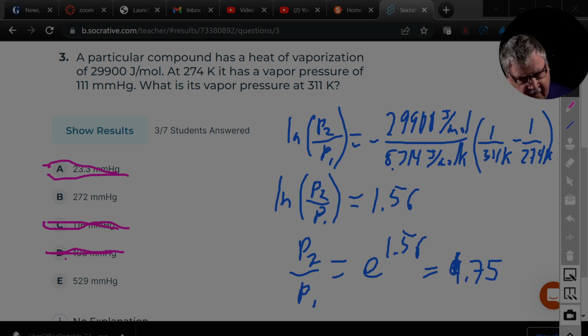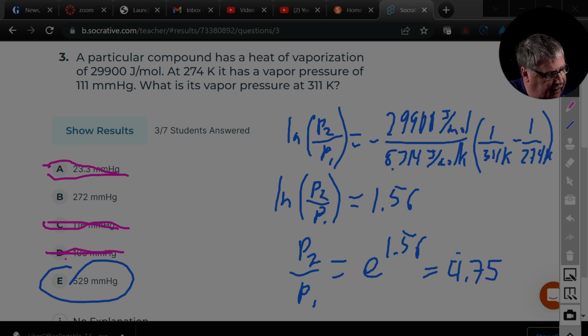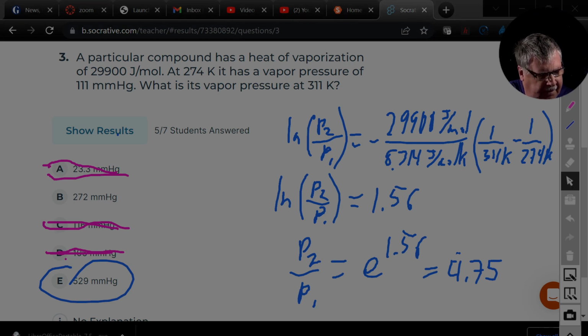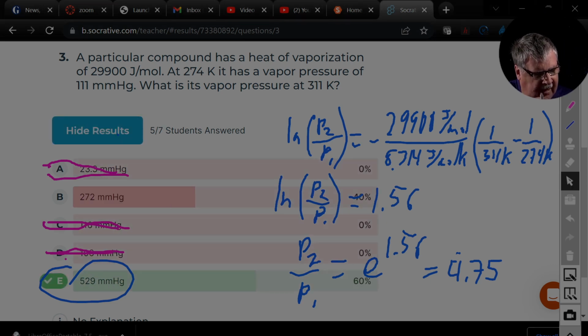kelvins, my vapor pressure should be 4.75 times what it was at 274 kelvins. So there's only one answer that fits. It's going to be this one. Right? The others are too small. So how did we do with that one? Whoops. Okay, not bad.